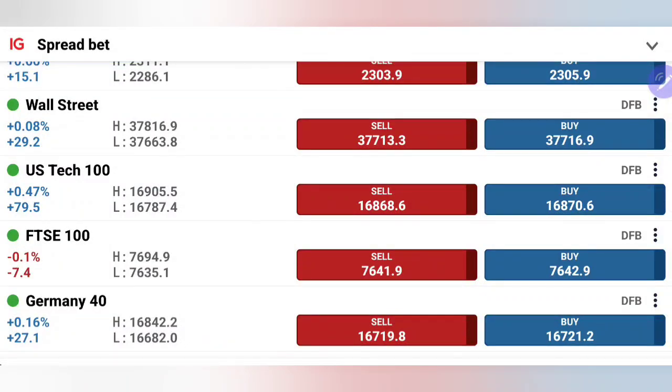Nasdaq 100 and Dow Jones both carried the bullish momentum which we had seen yesterday, and today we have seen US30 achieving 37,800 plus levels and US100 at 16,900. Now, what to expect with the US session and with the inflation data? How can we profit trading Nasdaq 100 and Dow Jones? We are going to see with the help of charts and indicators.